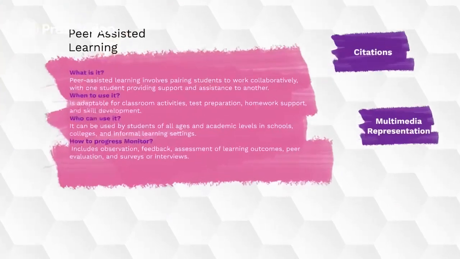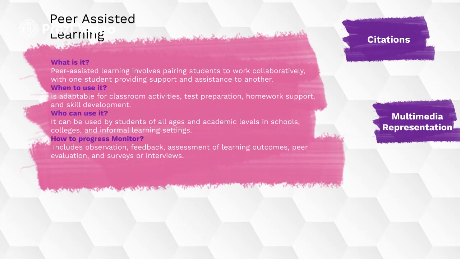Peer assisted learning. What is peer assisted learning? Peer assisted learning involves pairing students to work collaboratively, with one student providing support and assistance to another. When do you use it? It's adaptable for classroom activities, test preparation, homework support, and skill development. Who can use it? It can be used by students of all ages and academic levels in schools, colleges, and informal learning settings. How do you progress monitor? It includes observation, feedback, assessment of learning outcomes, peer evaluation, and surveys or interviews.